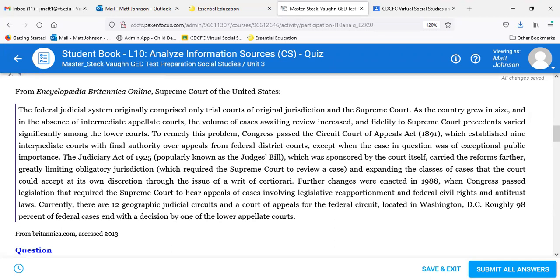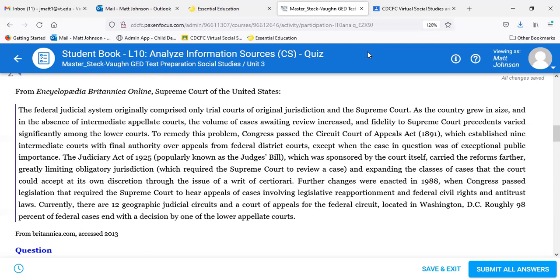The federal judicial system originally comprised only trial courts of original jurisdiction and the Supreme Court. As the country grew in size and in the absence of intermediate appellate courts, the volume of cases awaiting review increased. The fidelity of Supreme Court precedents varied significantly among the lower courts. To remedy this problem, Congress passed the Circuit Court of Appeals Act of 1891, which established 9 intermediate courts with final authority over appeals from federal district courts, except when the case in question was of exceptional public importance.